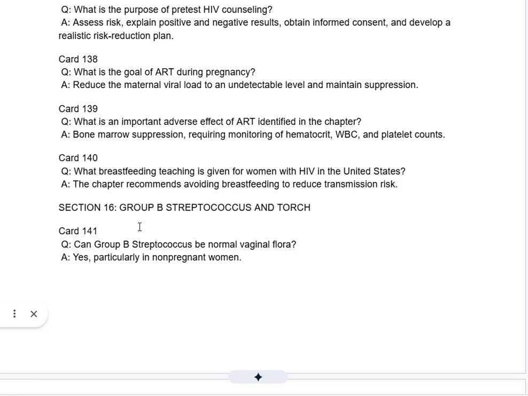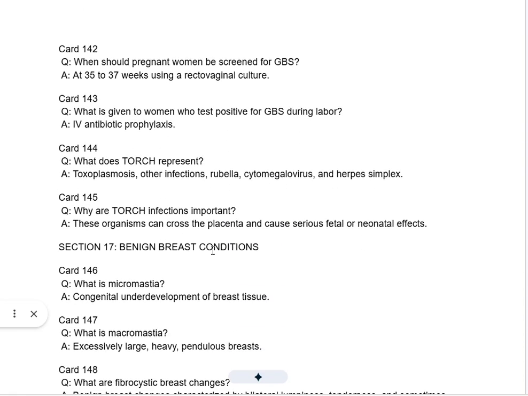Section 16. Group B Streptococcus and TORCH. Card 141. Q. Can Group B Streptococcus be normal vaginal flora? A. Yes, particularly in non-pregnant women. Card 142. Q. When should pregnant women be screened for GBS? A. At 35 to 37 weeks using a rectovaginal culture.